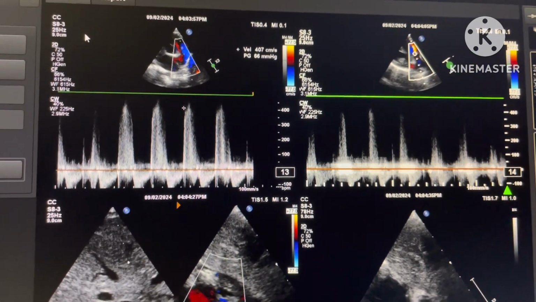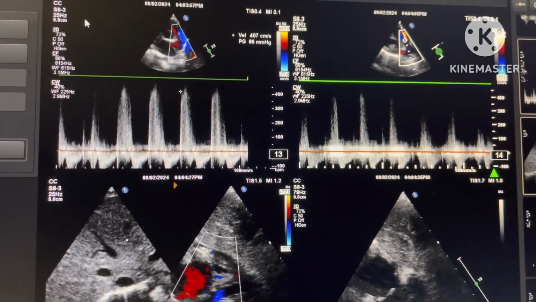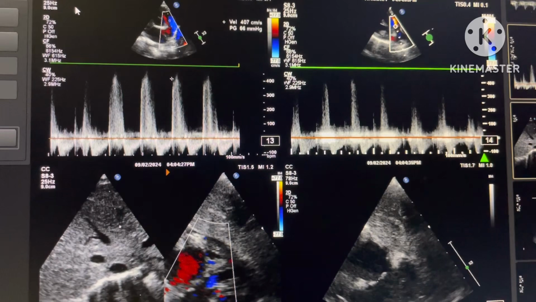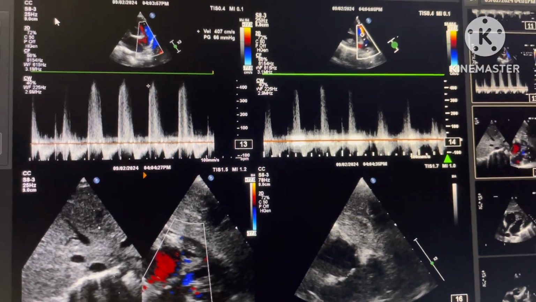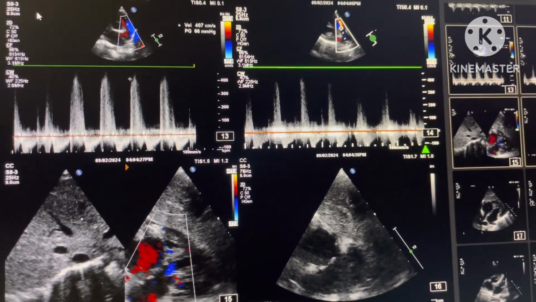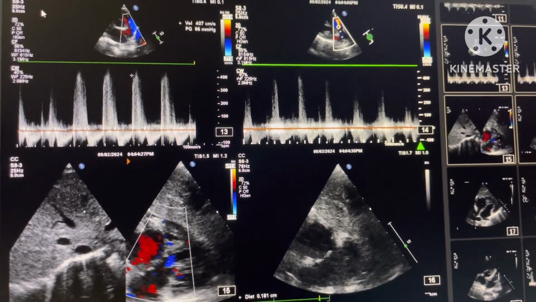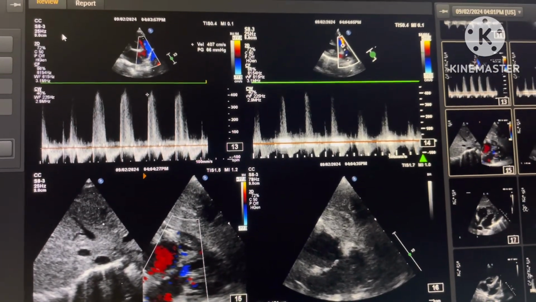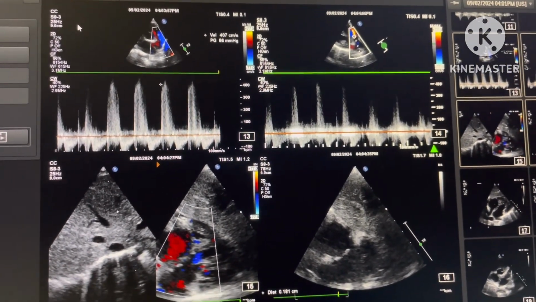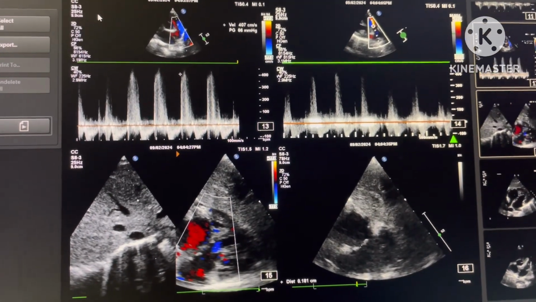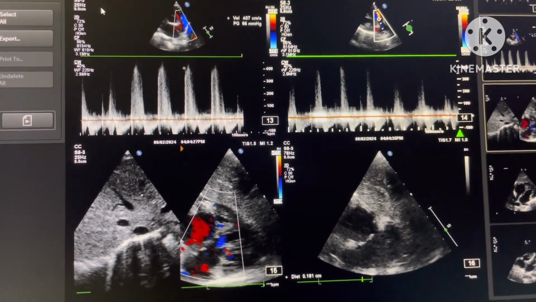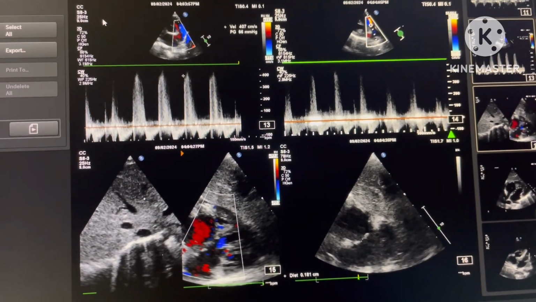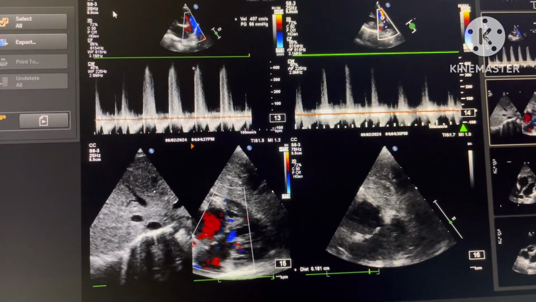The peak velocity of PR jet indicates mean pulmonary artery pressure, and the minimum velocity of PR jet indicates the pulmonary artery diastolic pressure. And in case you get a TR jet, the pressure across the tricuspid valve indicates pulmonary artery systolic pressure. So by PR jet you calculate pulmonary artery end diastolic pressure and pulmonary artery mean pressure. Pulmonary artery mean pressure by peak velocity and pulmonary artery end diastolic pressure at minimum velocity.